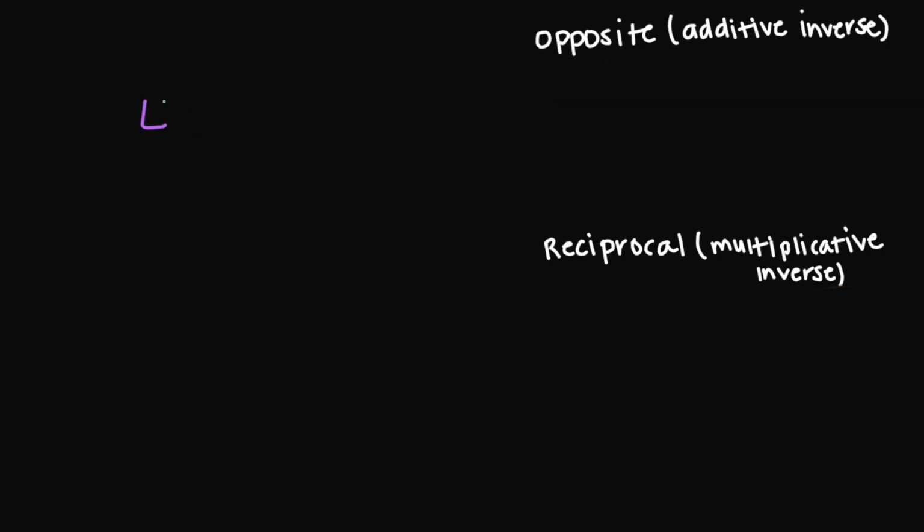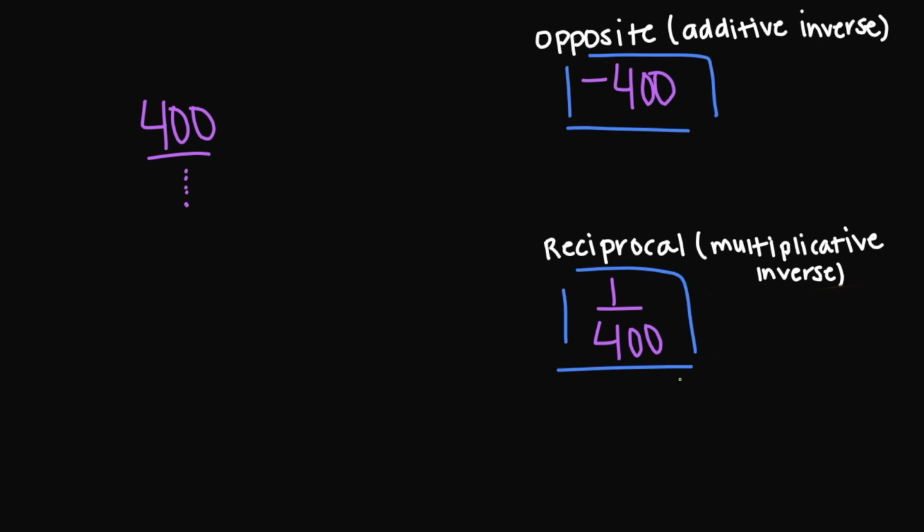And these are your final answers here. What about the number 400? The opposite of 400 is going to be negative 400. And then the reciprocal of 400, remember you have your imaginary 1 under here. So if you flip your numerator and denominator, here you're going to get 1 over 400. And these are your answers here.